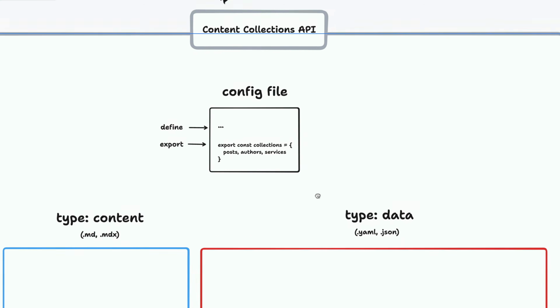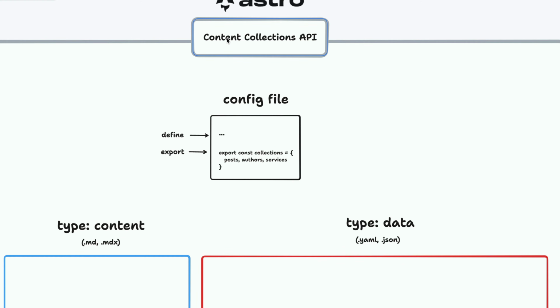Basically, you have a folder called content, and the only thing that goes in this folder is your config file and then any kind of markdown, MDX, YAML, or JSON file. The other thing they've added recently is you can actually have images in here as well, so that you can reference them using the image component by Astro.